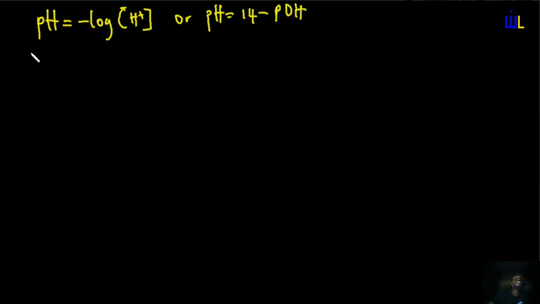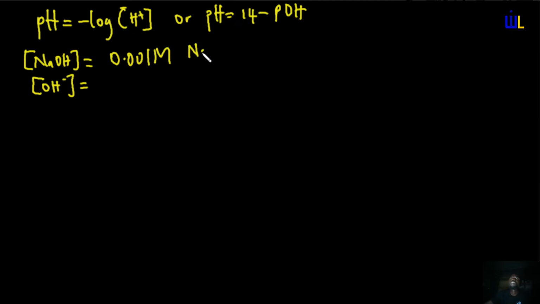Now, we were given the concentration of NaOH, and that is 0.001 molarity. This NaOH can only give us OH concentration. We can actually prove that. When you write NaOH and you are dissociating it, what it will give is Na plus and OH minus. It's not going to give you H plus. So what we can find with NaOH is OH. So let's use that. How do we find it?